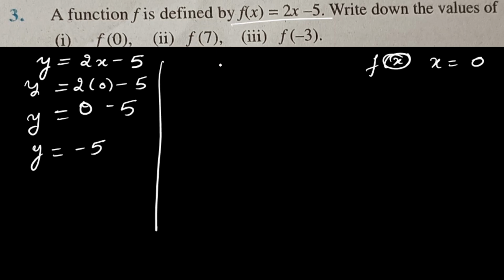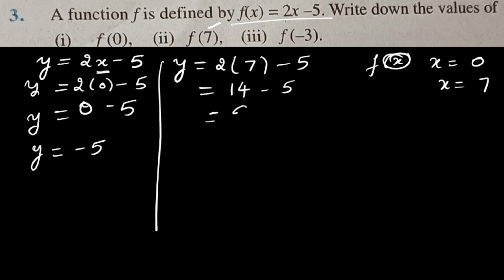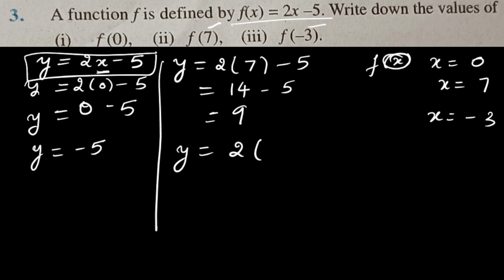Second part, f of 7. This is the value of x, so I have to substitute x as 7. So y is equal to 2 into 7 minus 5. 2 into 7 is 14, 14 minus 5 is equal to 9. Now the third part is f of minus 3. So the value of x is minus 3. We substitute 2 into minus 3 minus 5. 2 into minus 3 is minus 6, minus 5, minus and minus gives the negative sign, which is equal to minus 11.